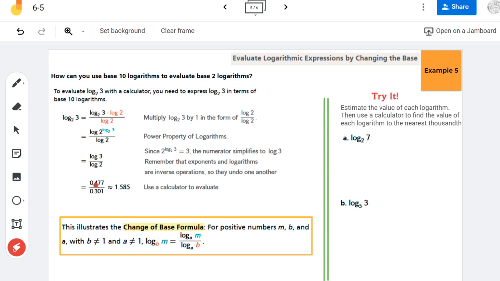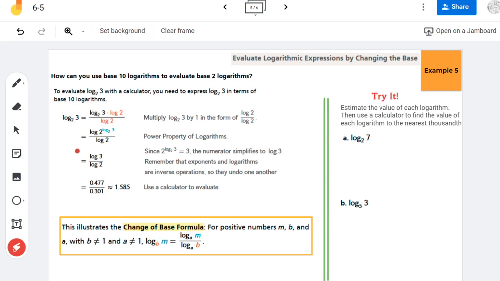And so what they did was they approximated each logarithm. So they said the log of 3 was about 0.477 and the log of 2 is about 0.301. And when they divided that, they got about 1.585. So this is how they go about changing the base, and this is why the change of base formula works.